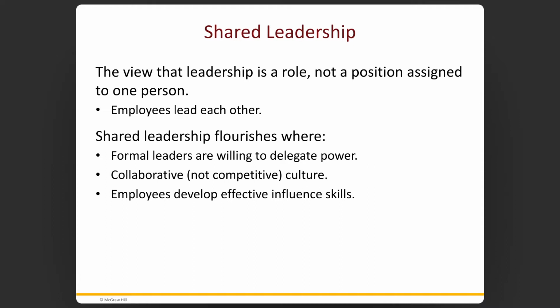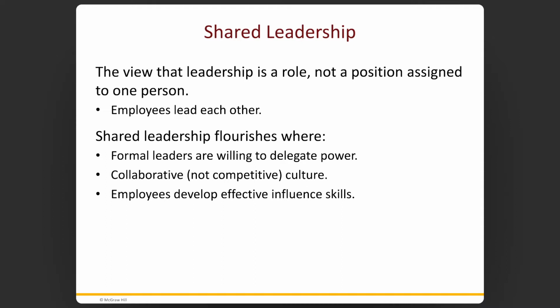For example, employees lead each other as the occasion arises. An example: an employee might become a champion for new ideas and for new technologies or new ways of thinking and new ways of getting the job done. This is also this notion of shared leadership.